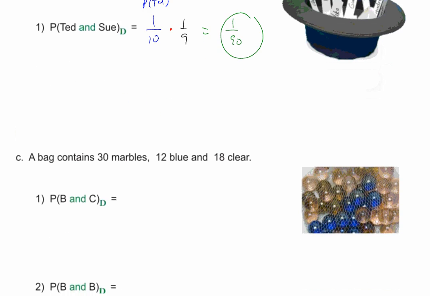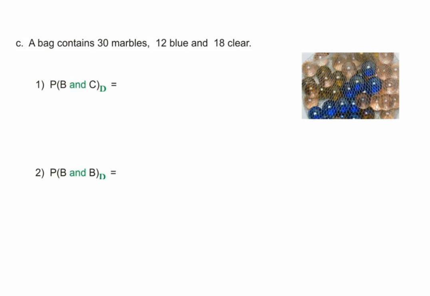So we can do the same thing here with marbles. You got a bag and it contains 30 marbles. 12 are blue and 18 are clear. So go ahead and figure out, just do number 1 here and wait for me, and then we'll do 2. Figure out the probability of a blue and a clear.